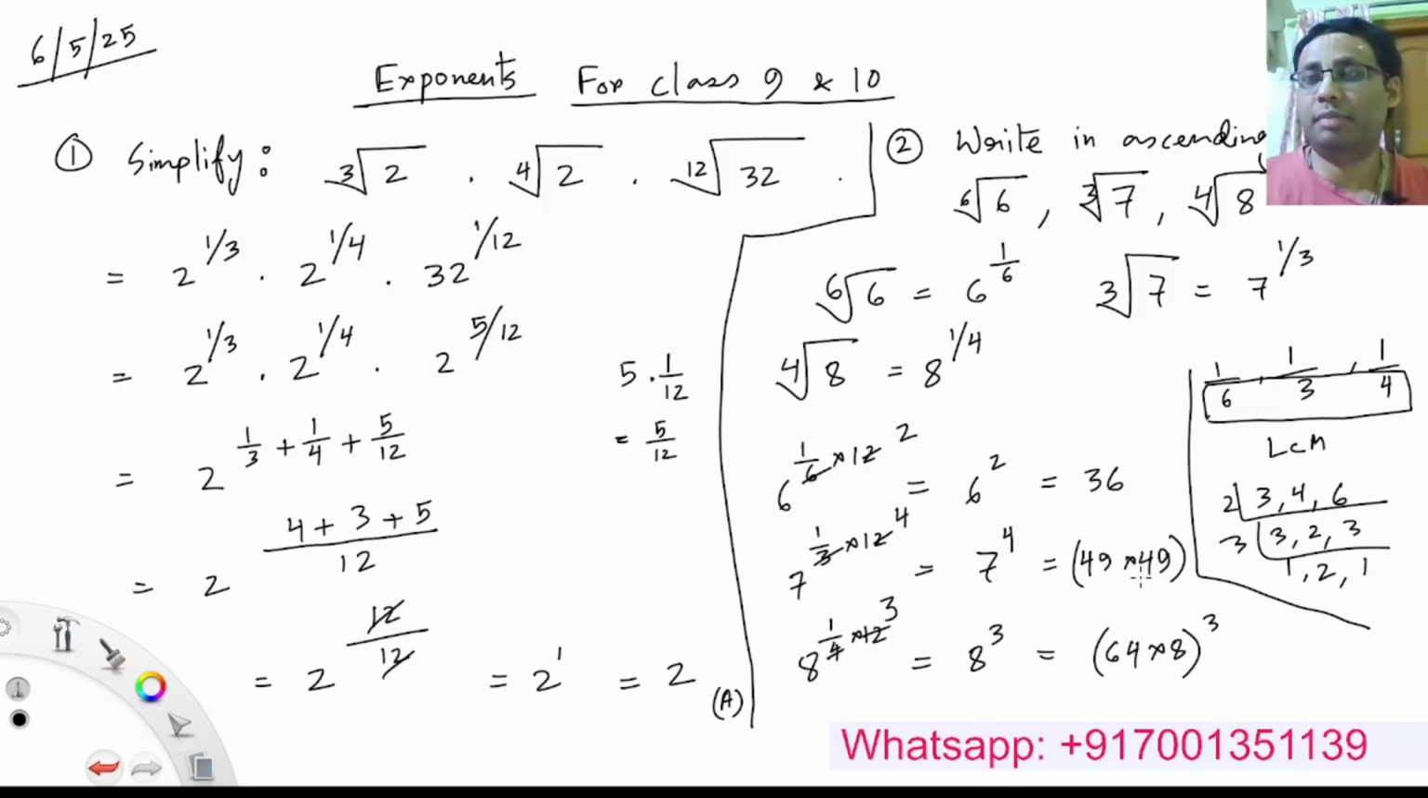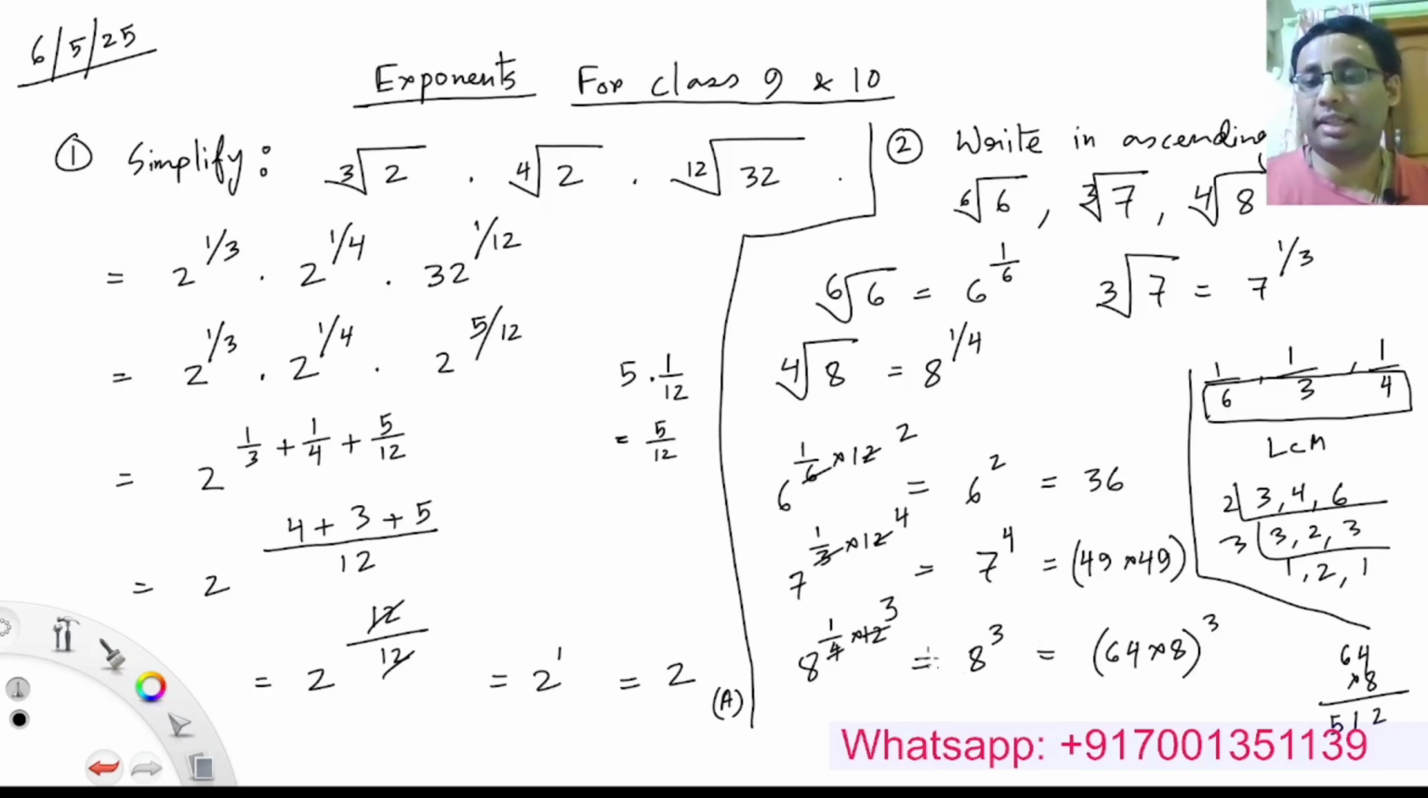49 into 49, if you do an approximation of it, 50 into 50, how much is that? 2500, right? And now 64 into 8, how much will that be? I just have to multiply it. Just wait. 8 times 6 is 48 plus 3 is 51, so 512 whole to the power 3. That means a very big number. And 49 into 49 is a large number, but less than 8 to the power 3. And 36 is very much less.